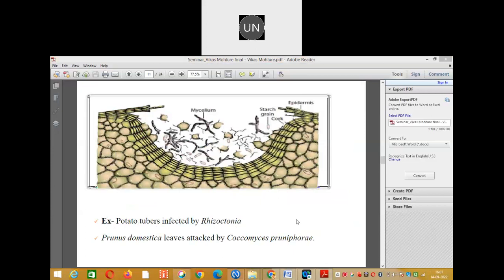So if you see this diagram, you can easily observe that there is a formation of the cork layer after the infection. So the entry of the pathogen inside the next tissue gets stopped due to the formation of the cork layer.